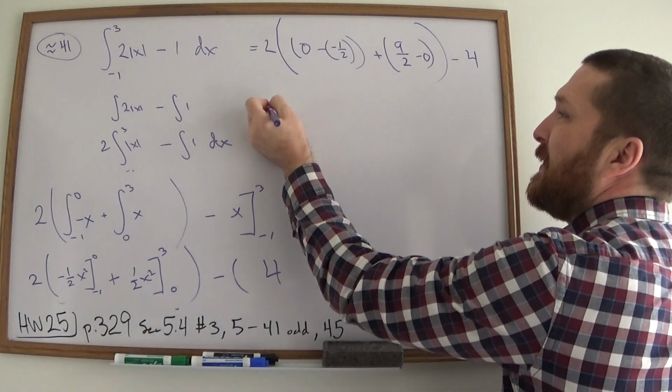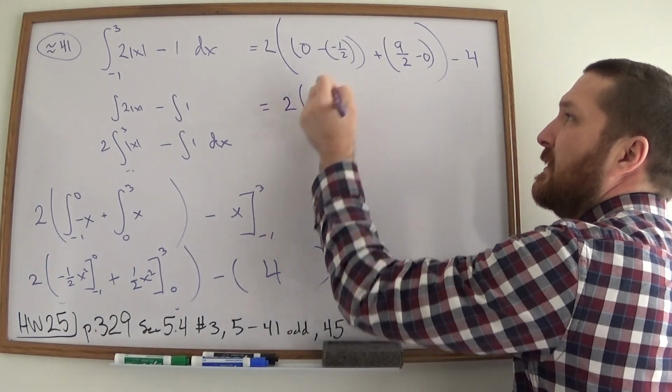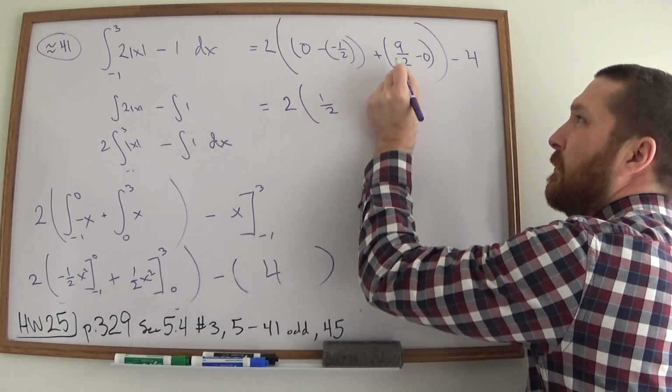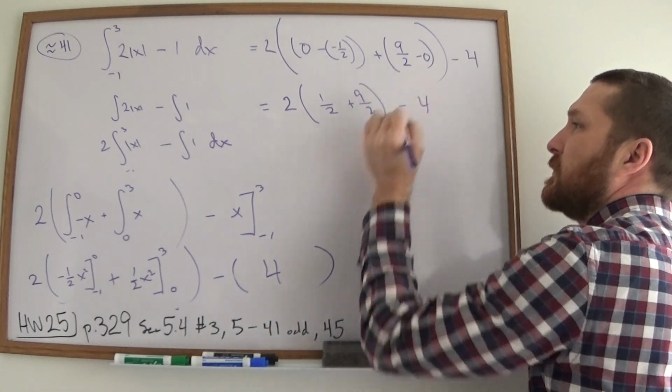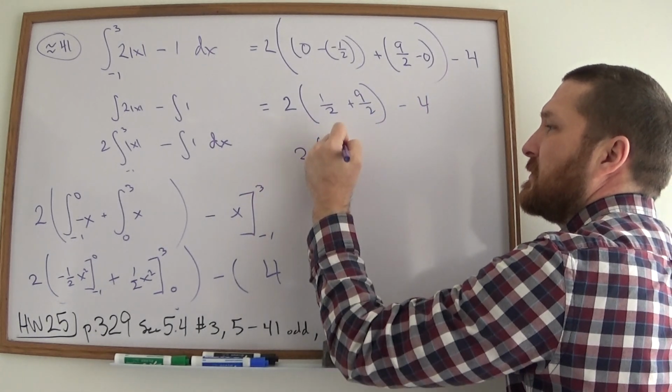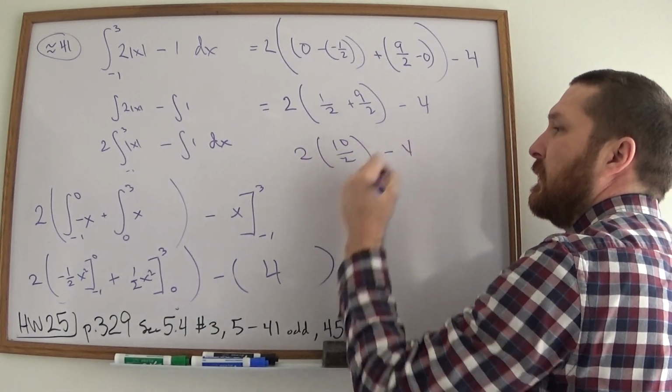Parentheses are your best friends here. It's 1/2 plus 10 halves, 9/2 minus 4. That's 10/2, 5.